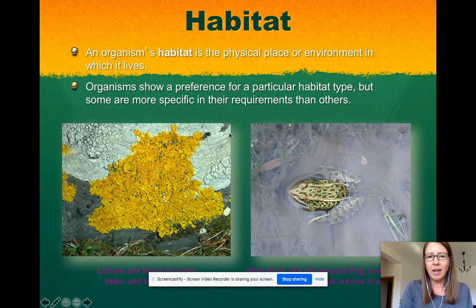This lichen can handle living on a bare rock without any soil, where a lot of other lichens might not be able to, or some plants. You see this frog likes a freshwater pond, where some frogs might actually be more adapted to a stream and colder water, or whatever that may be. But the habitat is the physical place or environment in which it lives. We're going to take a look at the term niche a little bit later on.